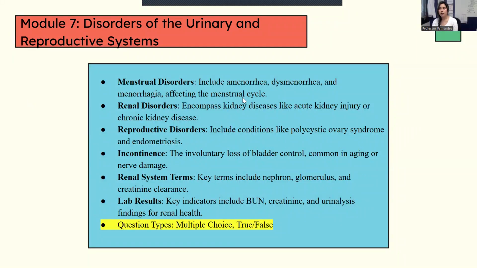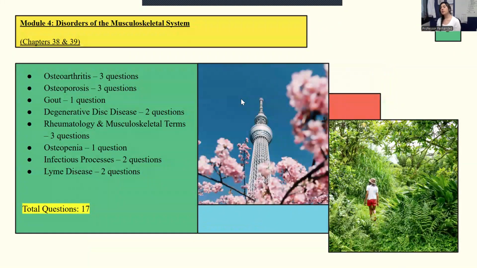Okay, all right. So for the muscle disorders, this is more of a breakdown on what to study. Osteoarthritis, there's going to be 3 questions. Osteoporosis, 3 questions. Gout, 1. Degenerative disc disease, 2. Rheumatology, 3. Osteopenia, 1 question. Infectious process would be 2 questions. Lyme disease, 2 questions. So these are pretty much how each one of these is going to be broken down. Then there's going to be 17 of these here.